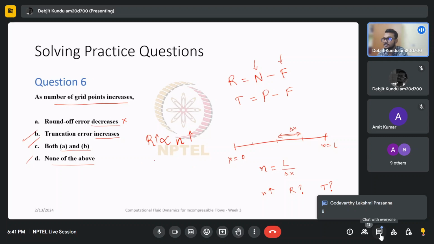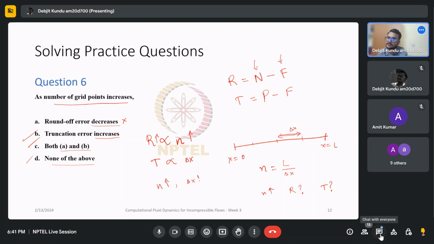And the truncation error is actually proportional to delta x. Now, as n increases, delta x decreases, because that comes from this relationship: if we're using a larger number of points, the difference between the two points, or the grid spacing, would go down. So delta x decreasing would mean the truncation error also decreases. As a result, option B is also incorrect, and both A and B being incorrect, none of the above should be the correct option here.